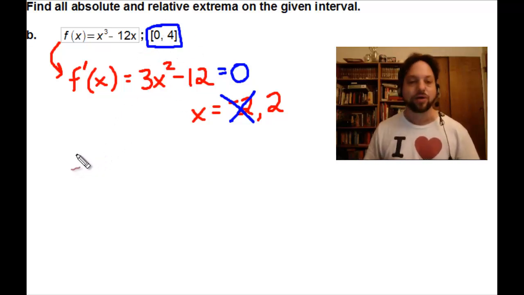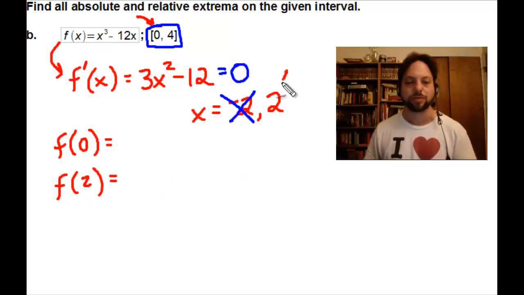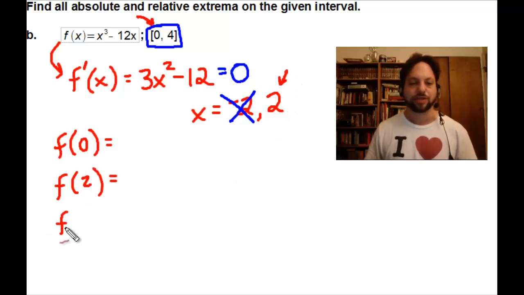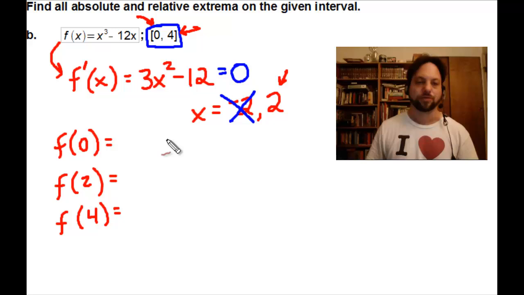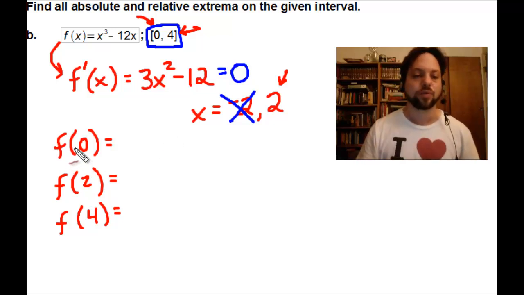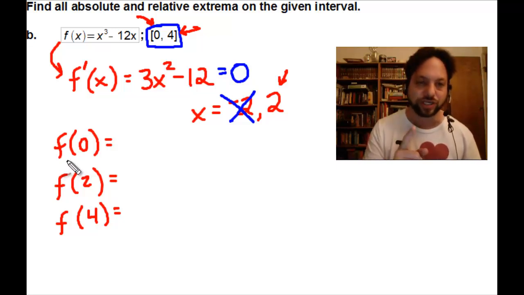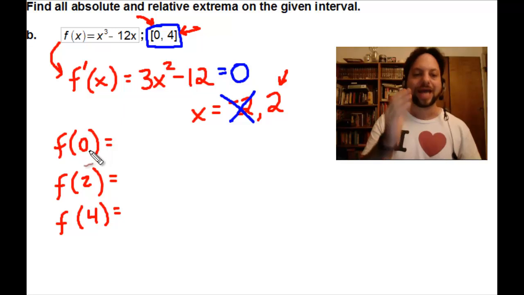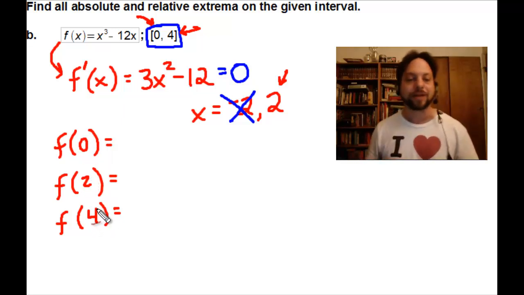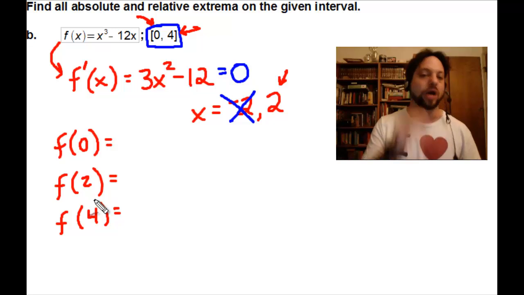So all we need to do now is simply evaluate 3 different values. We need to find f of 0, that is the beginning endpoint of our interval. We need to find f of 2, which is our critical number that we just found. And finally, we need to evaluate f of 4, which is the endpoint of our interval. So go ahead, run these through your calculator, do whatever you got to do. But remember, we're evaluating the original function here. We want to know the y value at these x values. We're not concerned about the rate of change.